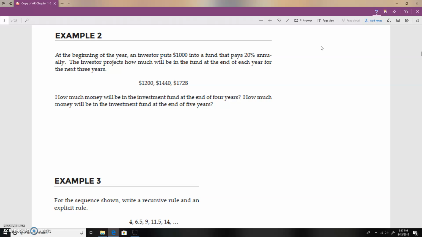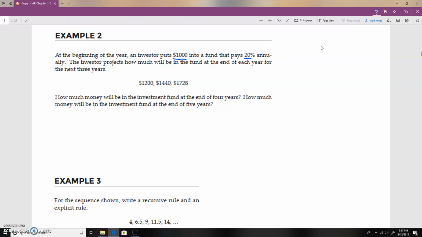Okay, now we're going to go ahead and look at example 2 from that same page. In this one, we now have an investor who put $1,000 into a fund that pays 20%. Later on, we'll learn a little bit more about how this math works and how we can actually set up a function for something like this. But right now, we're just looking at the numbers and what's going on with the numbers.